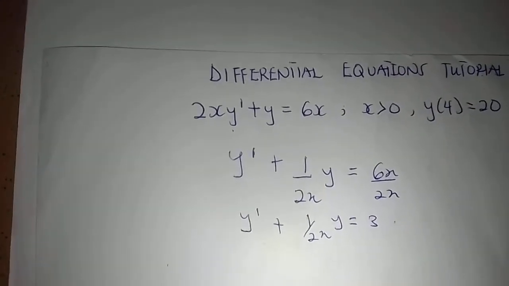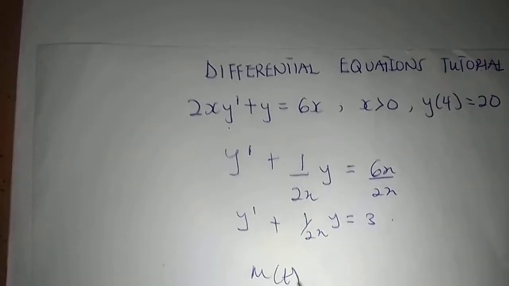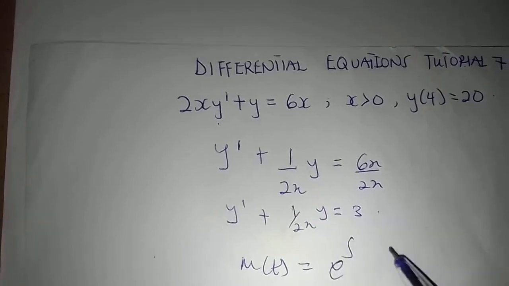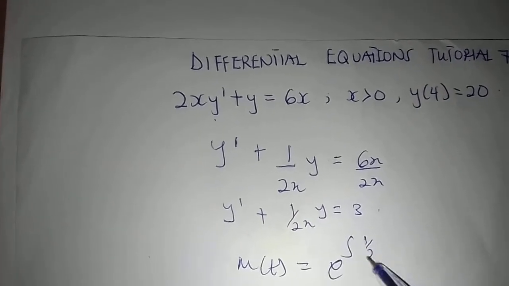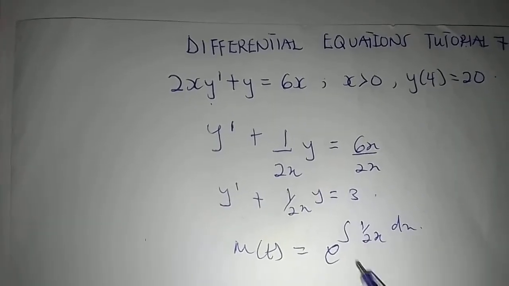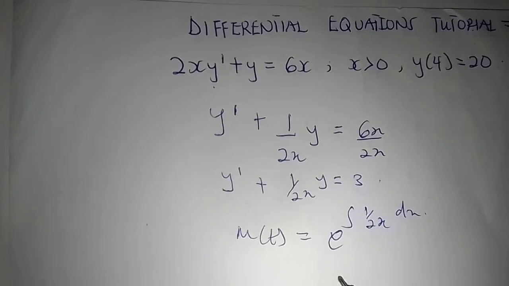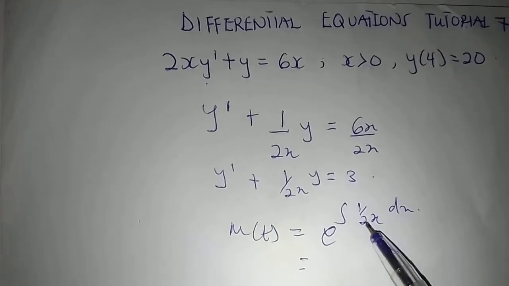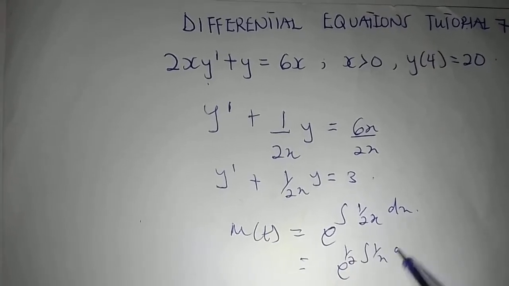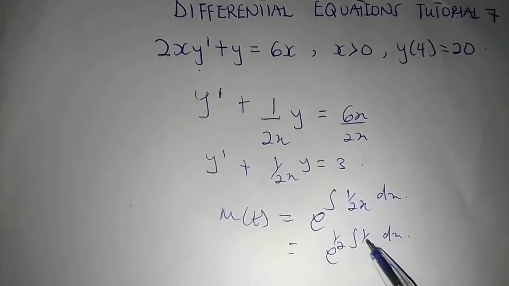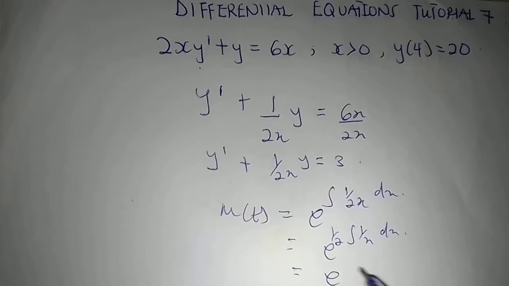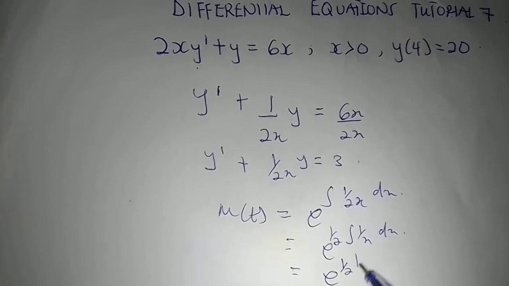So at this stage, I find my integrating factor mu of x, which is equal to e to the power integral of the coefficient of y, and I have 1 over 2x here, 1 over 2x dx. I'm to do this simple integration so that I form my integrating factor. To do that, 1 over 2 is a constant to come out, so I'll have 1 over 2 integral of 1 over x dx. We all know that integral of 1 over x is the same as ln of x. So I'll be left with e to the power 1 over 2 ln of x.